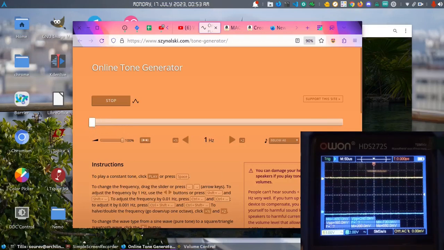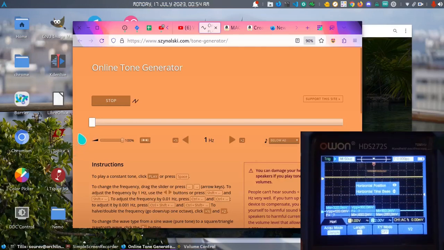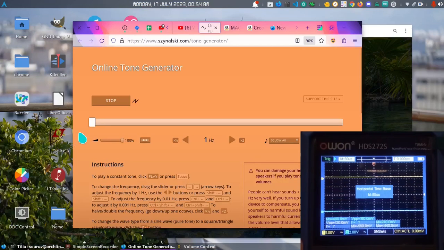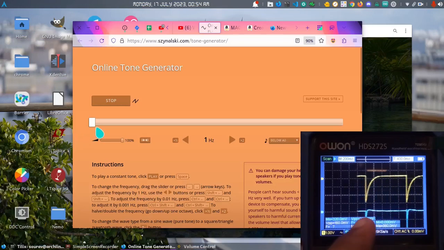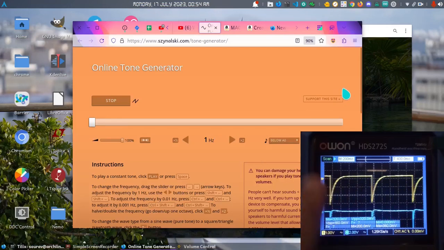Now let's try our sawtooth wave at 1 Hertz. At 1 Hertz, I have to change the time base first to something like 200 millisecond. Now you can see that both of them are having trouble representing the sawtooth wave, but the Maono is trying to generate that quite hard.